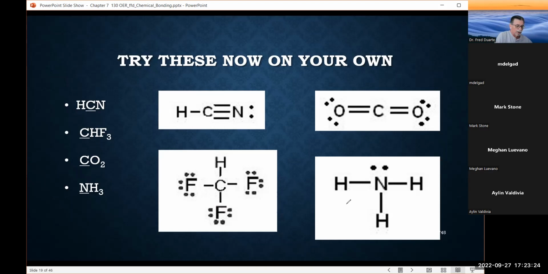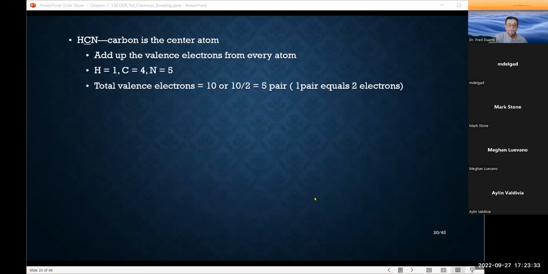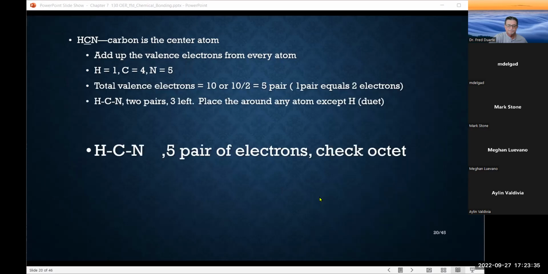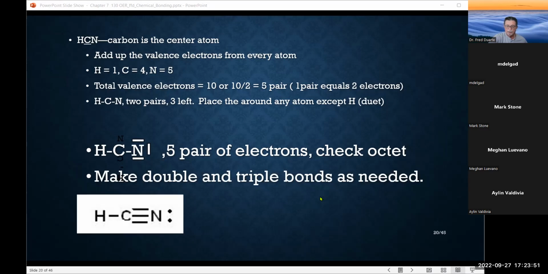Okay. All right. Well, the next one deals with what I just did for HCN. Okay, I went through it, added up all the valence electrons, so forth. We ended up with 5 pairs, and it created the 2 bonds for hydrogen and nitrogen. Okay, check the octet. Then we made triple and double bonds as needed, and that was it.